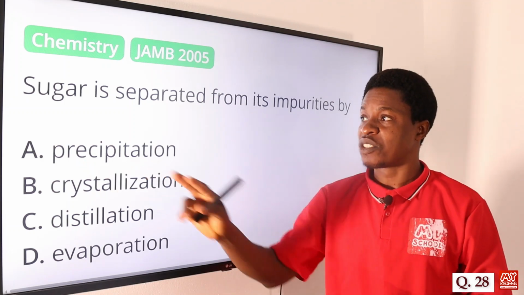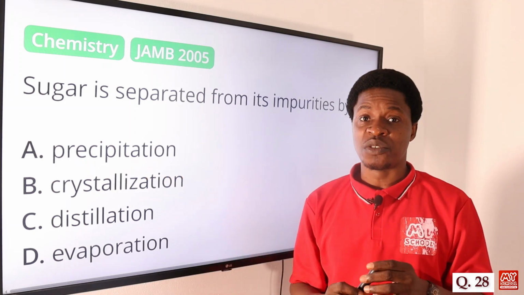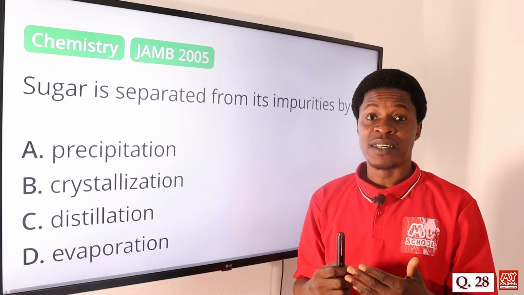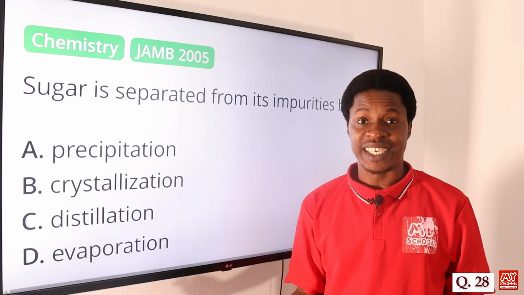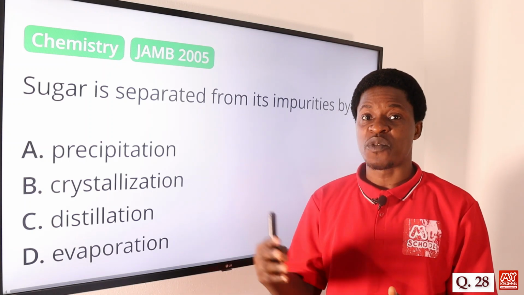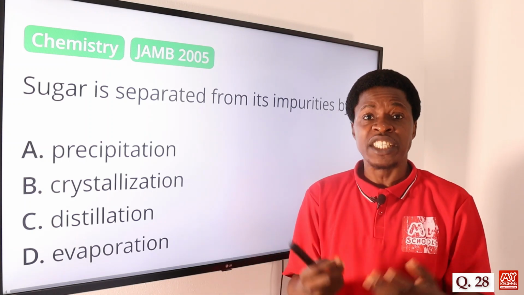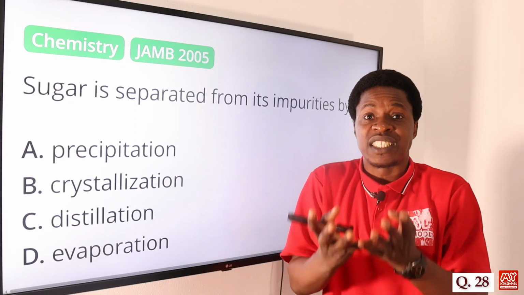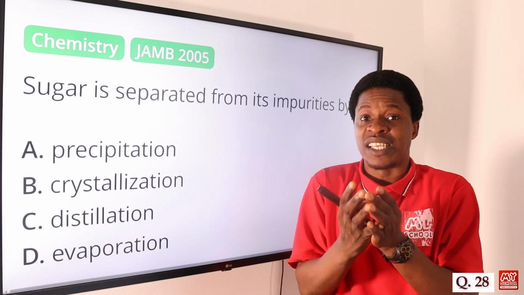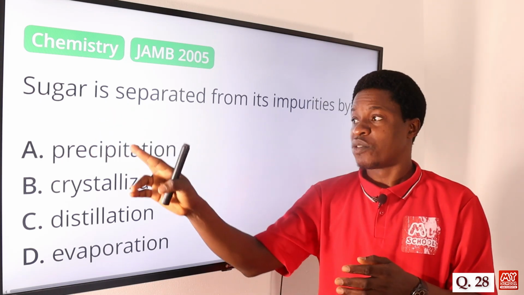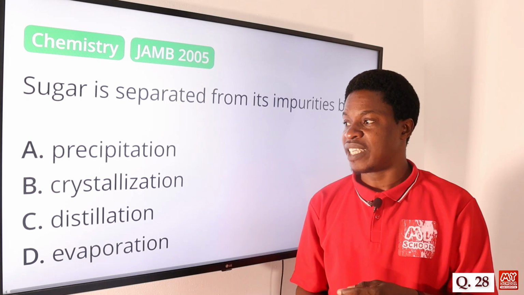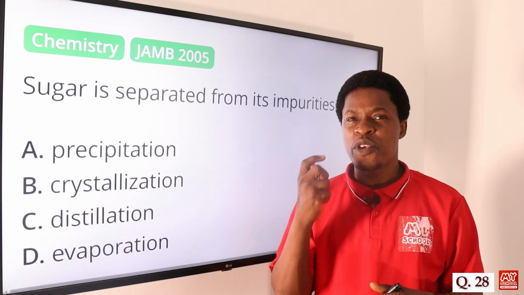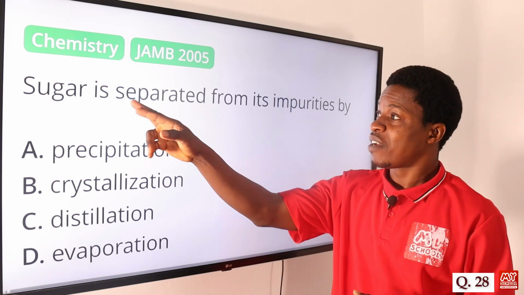Option A says precipitation. Now you can't separate sugar by precipitation. Precipitation can only be used as a separation technique in a mixture if we have a solid that is insoluble, so if you bring in a substance to react with it, it forms a precipitate, being insoluble in it. That is not sugar, so this will not be it. Crystallization, yes, because if we are looking to get a pure substance, don't forget, sugar is separated by what?